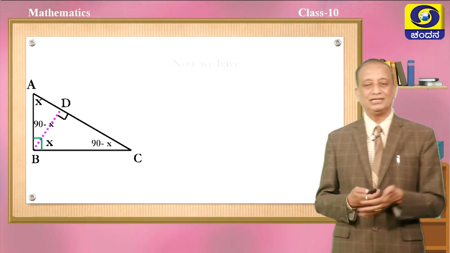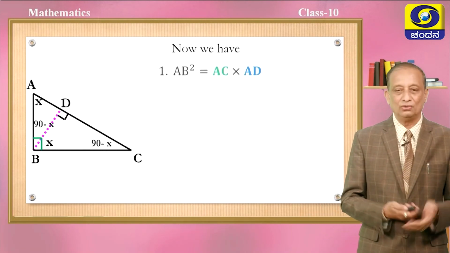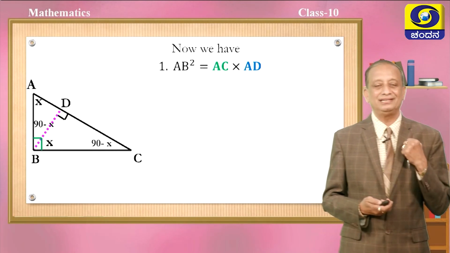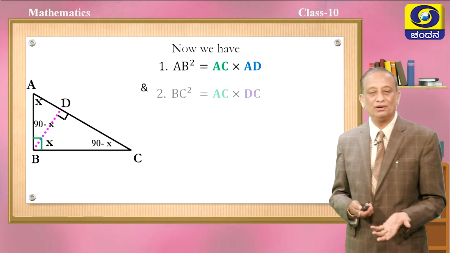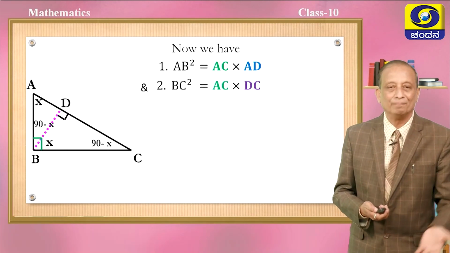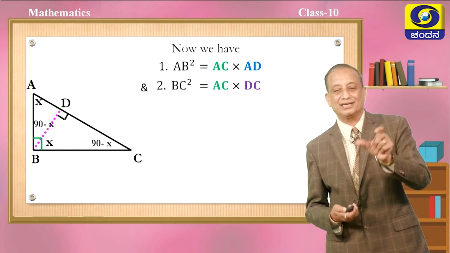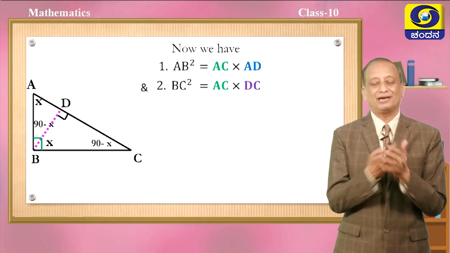So, what are the results we got now? So, we have now two things. One is AB square, which is equal to the hypotenuse AC into AD. What is the second result we got? We got BC square also. It is also equal to the hypotenuse, the same hypotenuse, into that segment DC. We wanted AB square plus BC square.